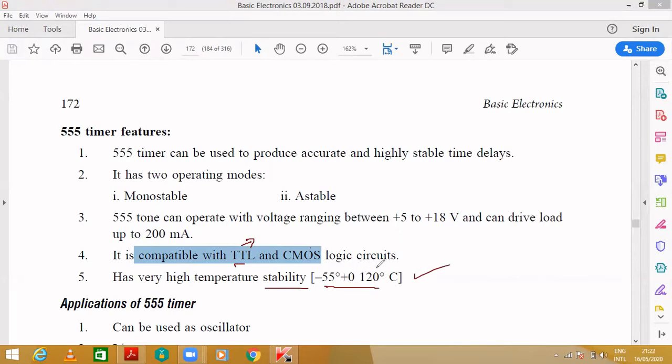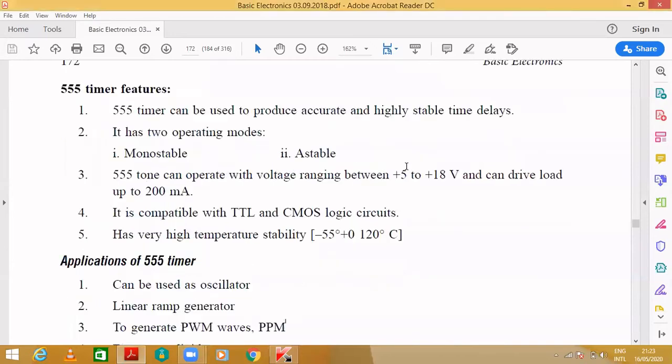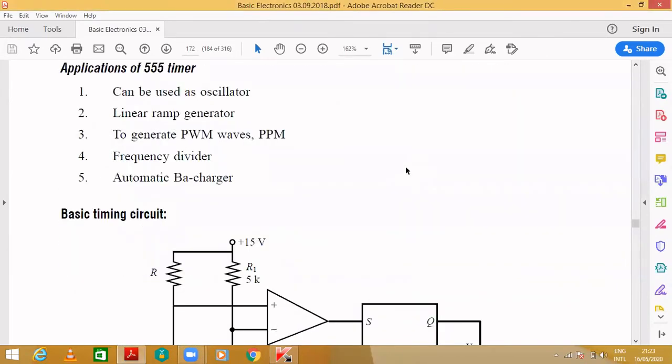So if it is more than this, the IC will be burned and it cannot be used further. Okay, the next is the applications of the 555 timer. It can be used as an oscillator, as I already told. Then the ramp generator, the PWM and PPM waves, a frequency divider, and the automatic battery charger. So these are the applications of the 555 timer.